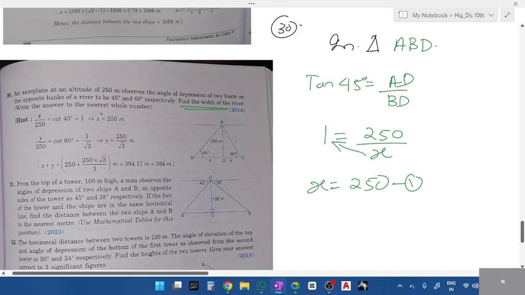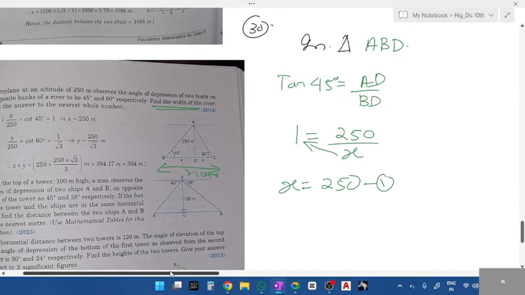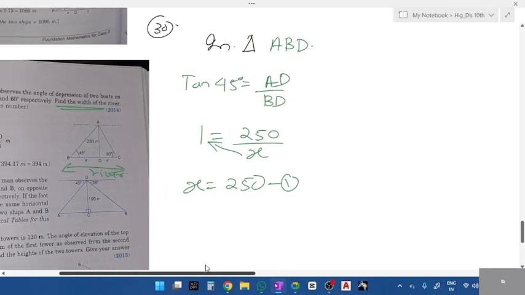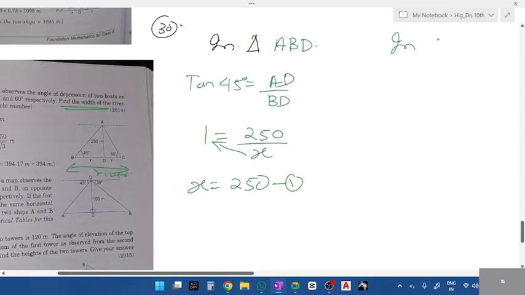They are on opposite sides of a river. So which one is the river here, students? This entire thing you have to consider as the river. Okay, opposite sides of the river. Find the width of the river. You have to find the distance between X and Y. Okay, tell me the second triangle.